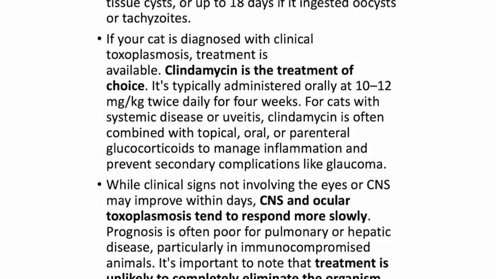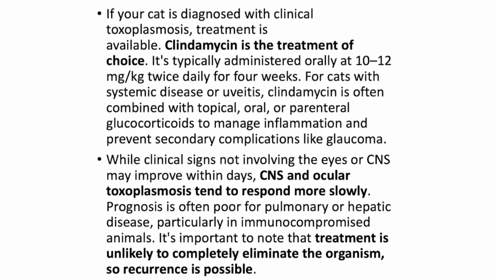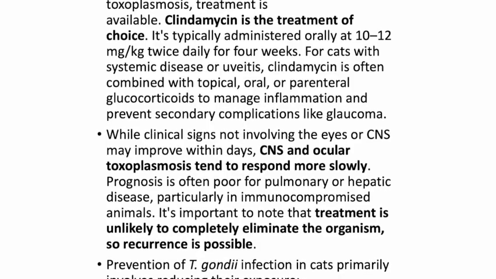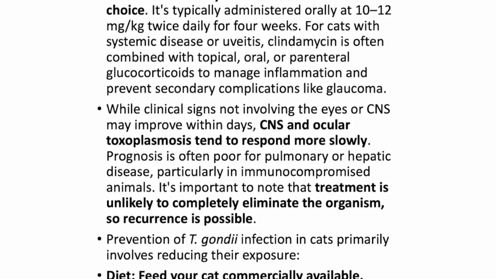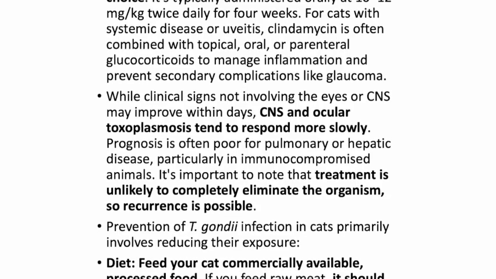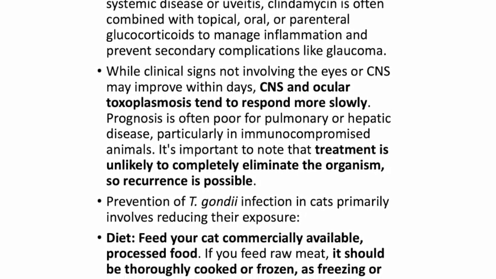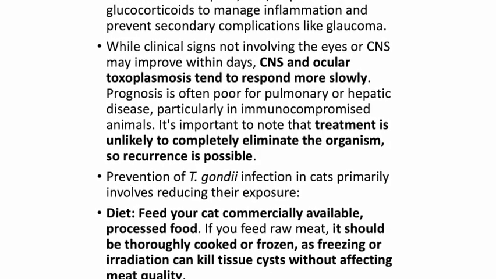If your cat is diagnosed with clinical toxoplasmosis, treatment is available. Clindamycin is the treatment of choice. It's typically administered orally at 10 to 12 mg/kg twice daily for 4 weeks. For cats with systemic disease or uveitis, clindamycin is often combined with topical, oral, or parenteral glucocorticoids to manage inflammation and prevent secondary complications like glaucoma.